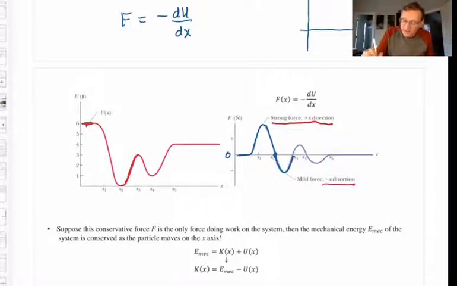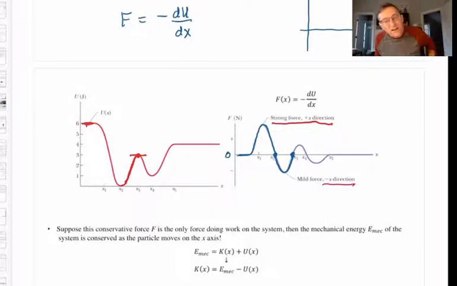Okay, then we get to x3, right? Now x3 is at a maximum, or a local maximum, there on the potential energy curve. So the tangent line is horizontal, so the slope is 0. So at x equals x3, the force is 0. Sure enough, the force graph shows that at x equals x3, the force is 0.